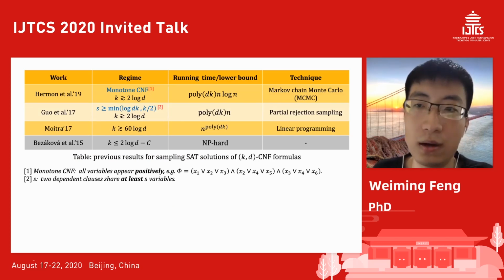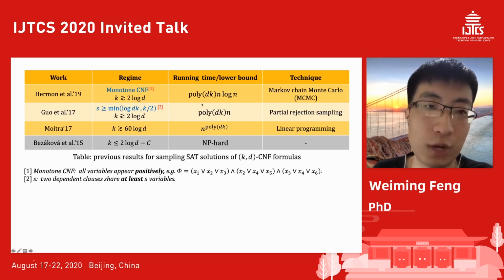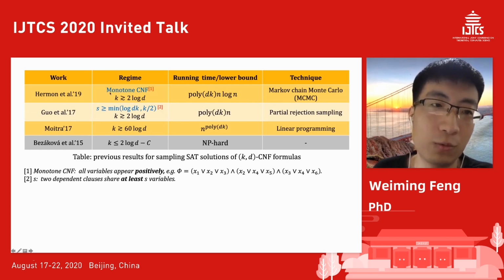Hermon et al. proved that if k is roughly greater than 2 log d, then the Markov chain Monte Carlo method draws approximate samples in poly(d,k) times O(n log n) time. But this algorithm only works for monotone CNF. Here, monotone CNF means each variable appears positively in every clause. Monotone CNF is also called the hypergraph independent set in other papers.